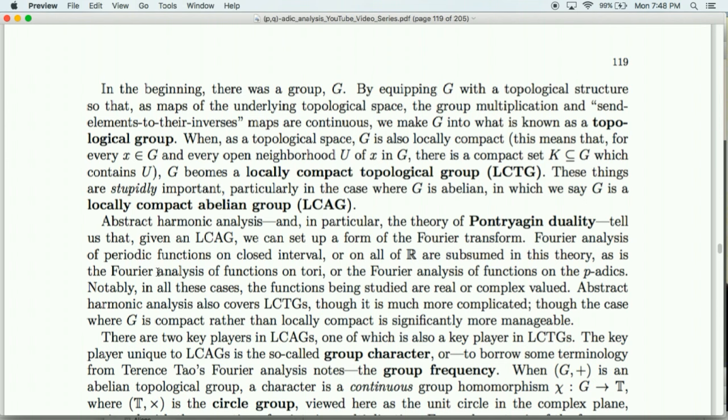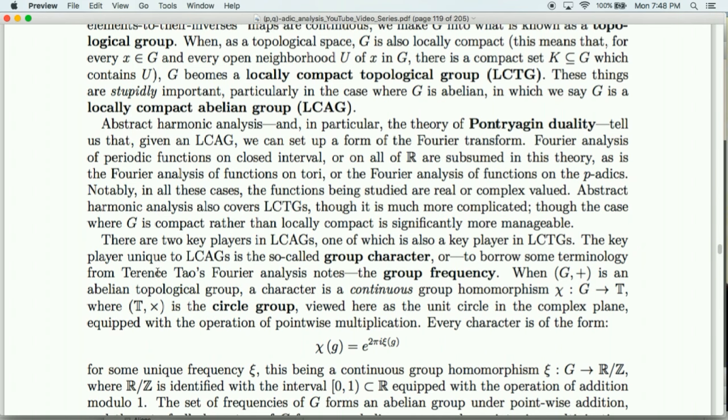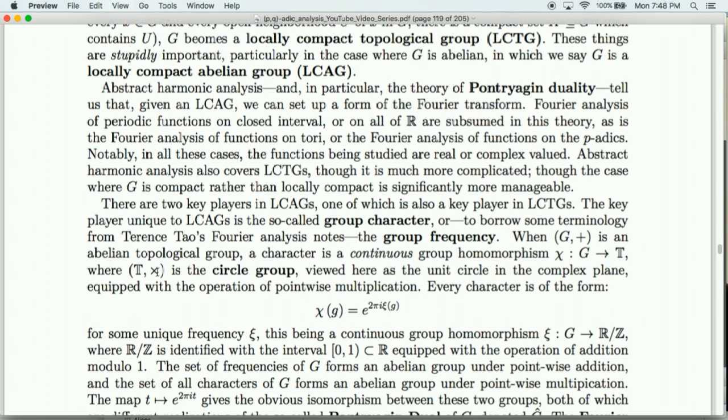Fourier analysis of periodic functions on a closed interval, or on all of R, or on whatever, are subsumed into this abstract theory, as is Fourier analysis of functions on the torus or functions on the p-adics. In all of these cases, the functions are real or complex valued. Abstract harmonic analysis also covers LCTGs, though that becomes much more complicated. Fortunately, the case where G is compact rather than locally compact is significantly more manageable. So there are two key players in LCAGs, one of which is also a key player in LCTGs.